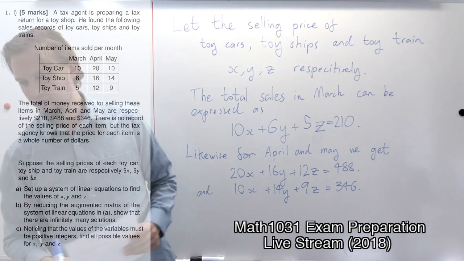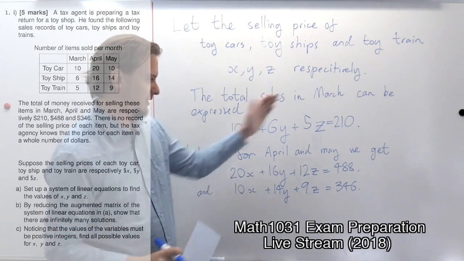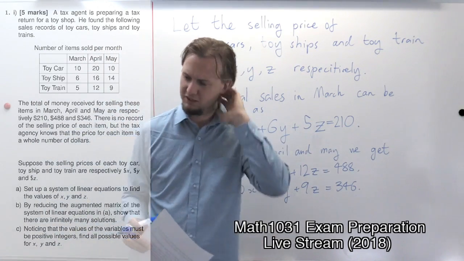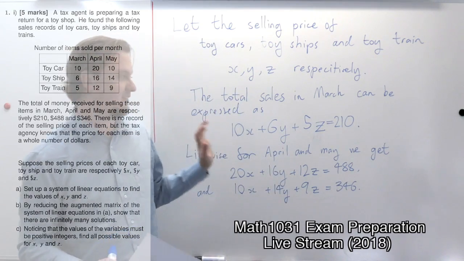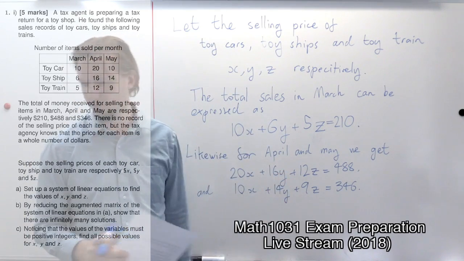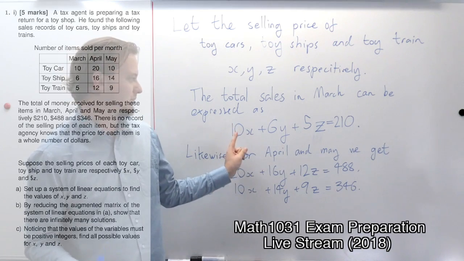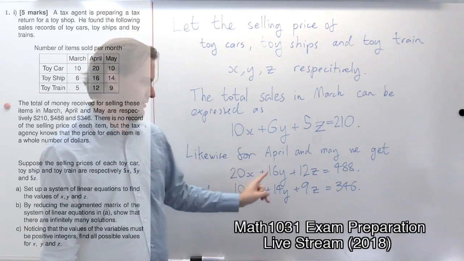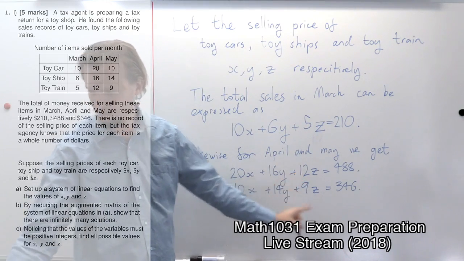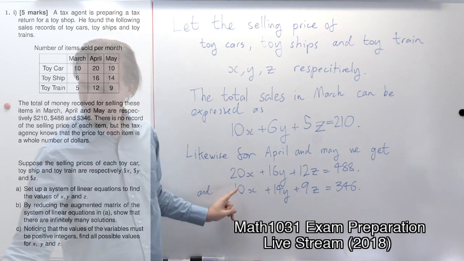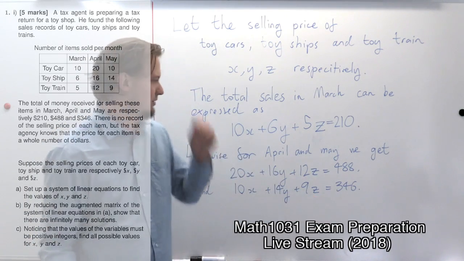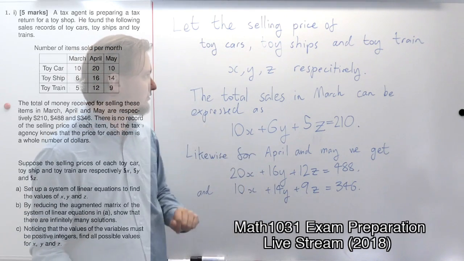Now you do have to make sure you're getting these numbers right, because with linear equations, if you make mistakes, the solution will change quite drastically. Here it's actually set up to have very nice possible solutions. I'll just double check my numbers. That's 10, 6 and 5 goes to 210. 20, 16 and 12 goes to 488. And 10, 14, 9 goes to 346. So yes, it does seem to be the right set of equations.